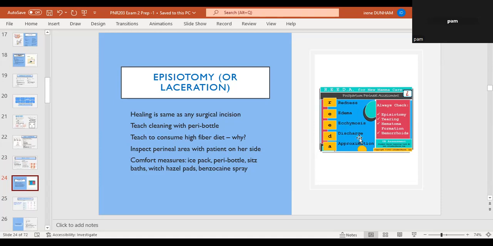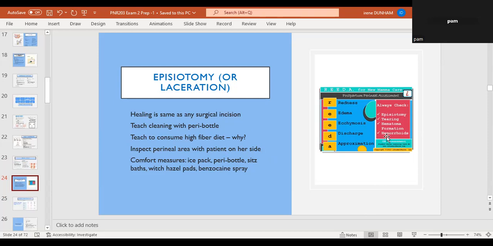And the discharge would be what? Your lochia. And also in the episiotomy, the discharge would be what? If there's any purulent discharge, I need to chart that, because I'm thinking what? I'm thinking infection. And then, of course, approximation. So you always check the episiotomy when you're working mother-baby units. I'm checking the episiotomy, I'm checking on the tearing, and I'm checking to see if she has developed a hematoma.